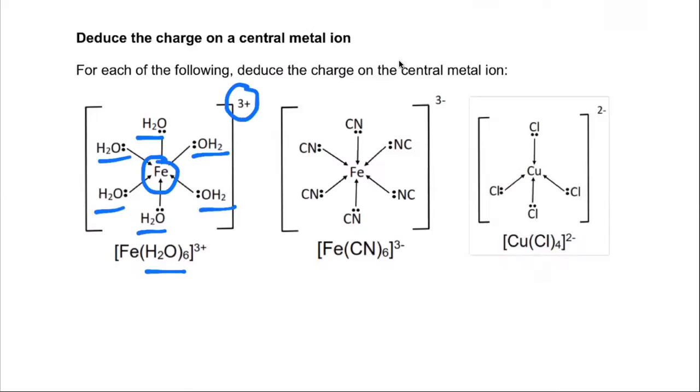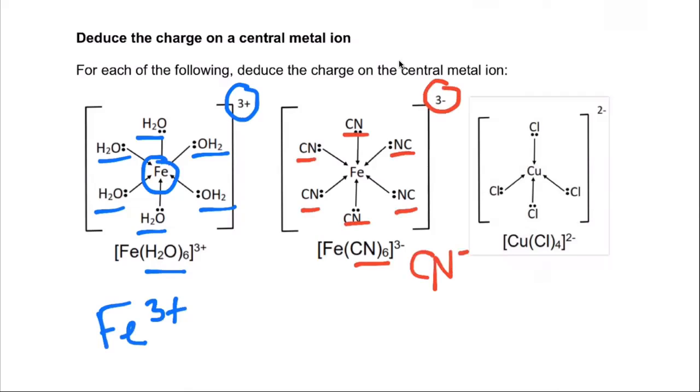If all of your ligands are neutral, then that means your central metal ion has the same charge as the whole complex ion. If they are not all neutral, like for example on this one, I have a 3- charge, but all 6 of my ligands are cyanide ions. They're all CN, and CN, if we look back up on that list for the ligands, has a -1 charge. So if that happens, I have to do a little bit of math.